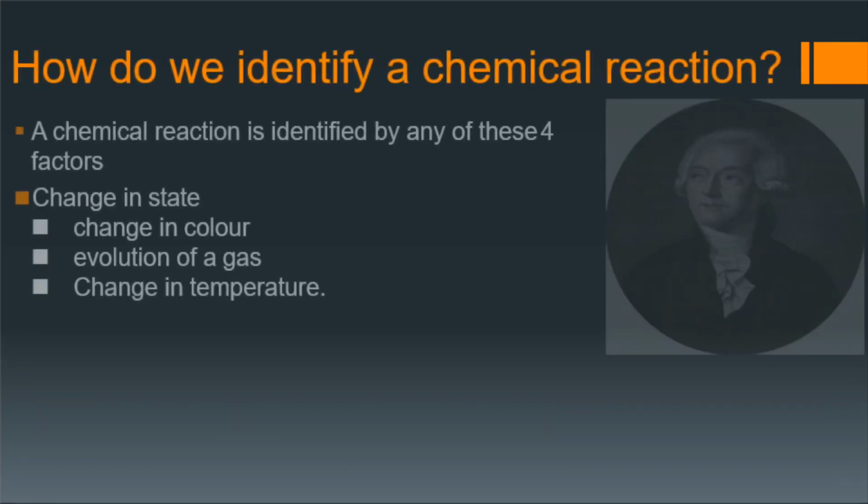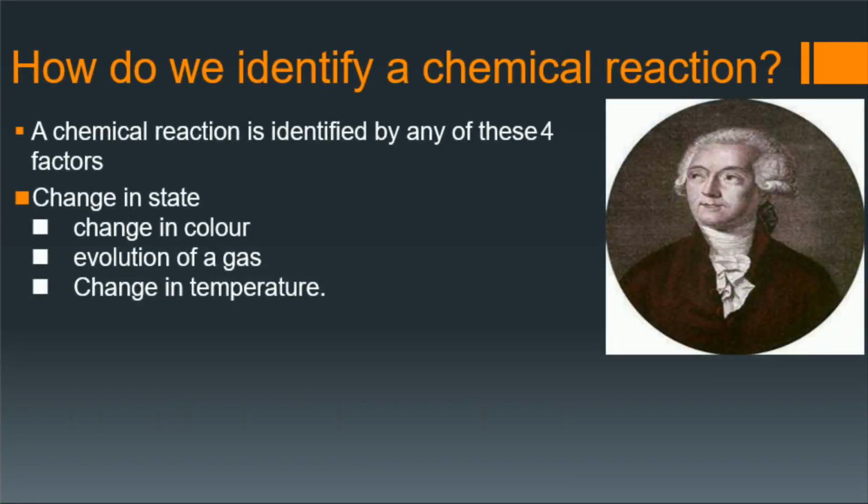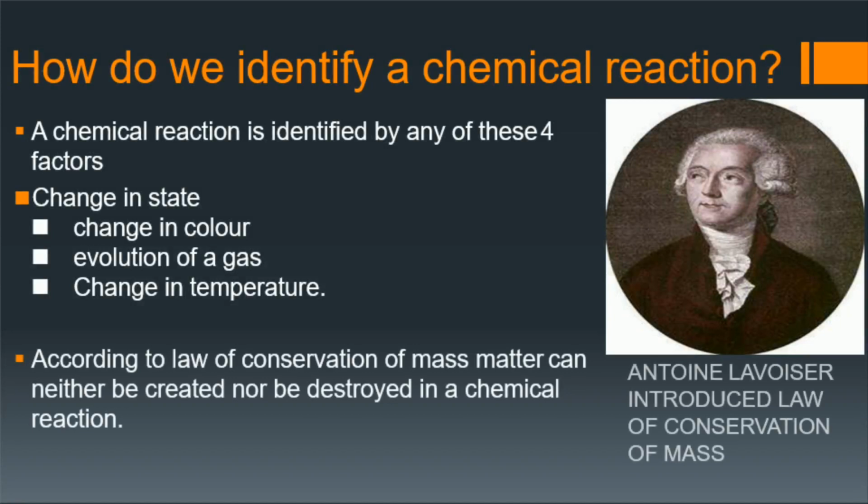We can identify a chemical reaction through 4 factors. A change in state, color, the evolution of a gas, and a change in temperature are all signs that a reaction has happened. Additionally, the law of conservation of mass tells us that no matter can be made or destroyed in a chemical reaction, so if we observe any of these 4 factors, we can be certain a reaction has occurred.